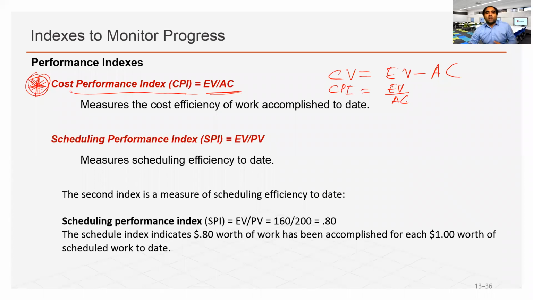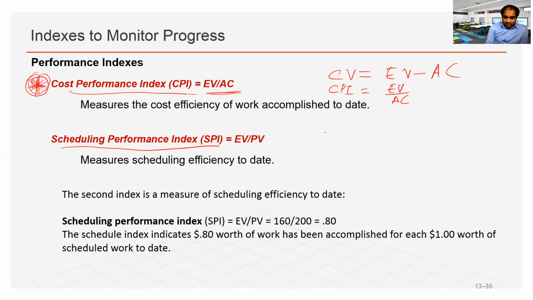What is actual cost divided by earned value? So how much money you actually spend, and how much value we earned by spending that money. So this is the index of CPI. A very simple one, but a lot of information on the overall performance of the project. Then we have SPI.